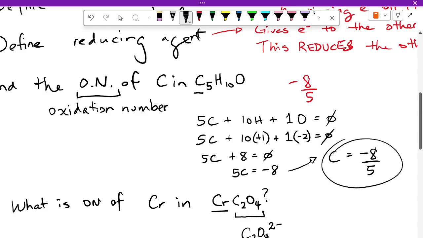And how do I know that? Because it is on the data booklet. It's the oxalate ion. Oxalate is C2O4 2-. And if C2O4 is 2-, what's the charge of chromium? 2+. And therefore the oxidation number of chromium is 2+.